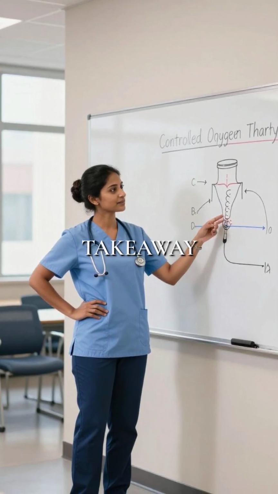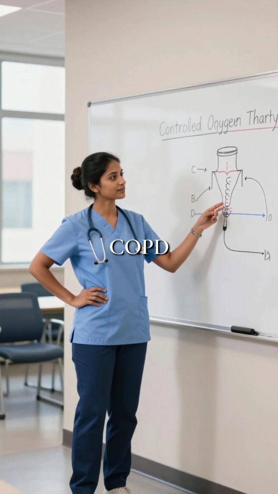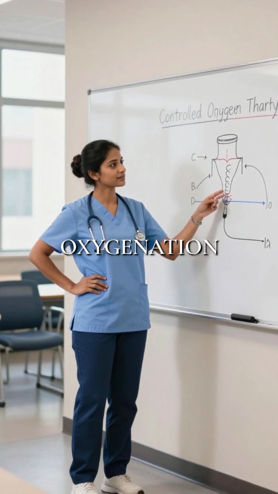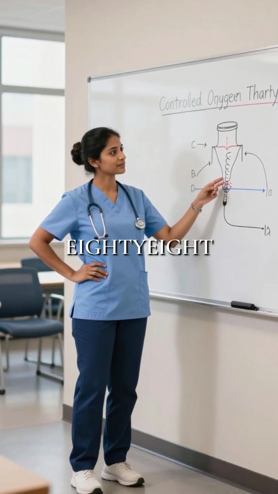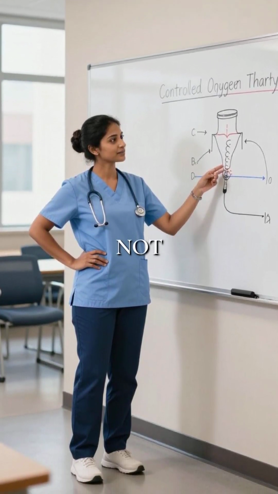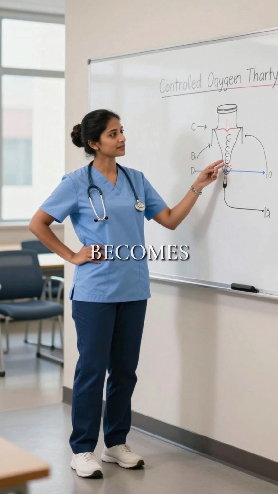The NCLEX key takeaway here is this. For COPD, always think controlled oxygenation. The target is 88 to 92% saturation, not higher. When a COPD patient becomes suddenly drowsy or their breathing slows after oxygen is started, think carbon dioxide retention and act fast. What feels helpful can cause harm if you do not know the physiology behind it.